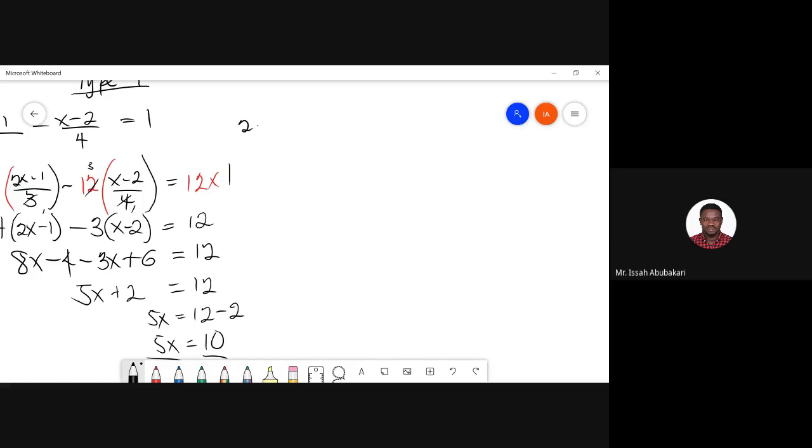When we have x divided by 4 plus 3 divided by 5 is equal to 3x divided by 2 minus 2. Now, how many denominators do we have? Windy, how many denominators do we have? Yes. How many? 3. So what do you think will be our LCM? 20. Why 20? Because 5 is the biggest.